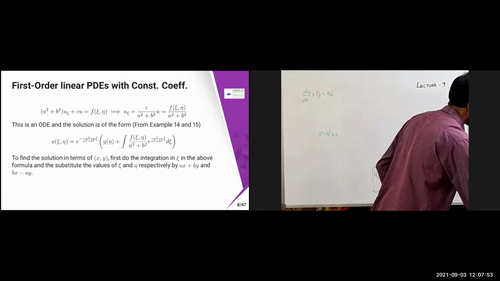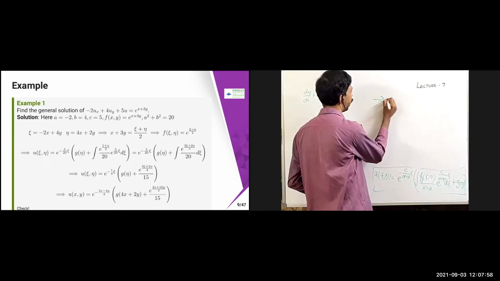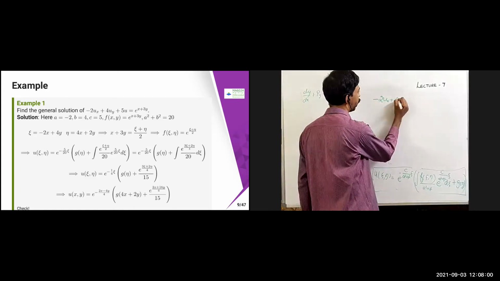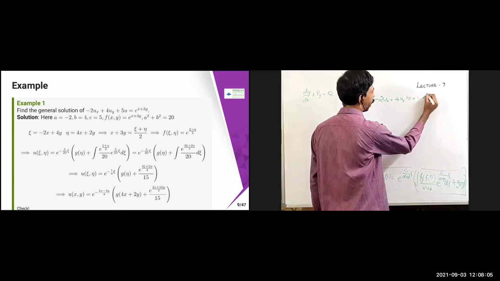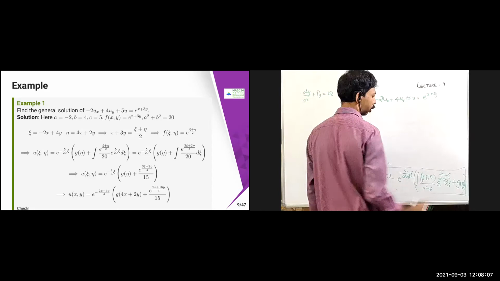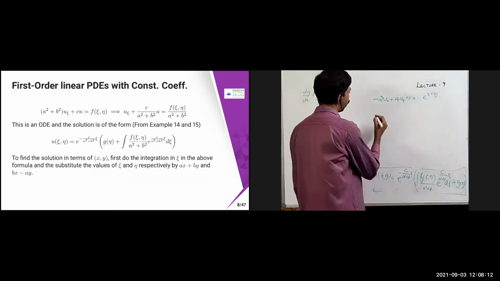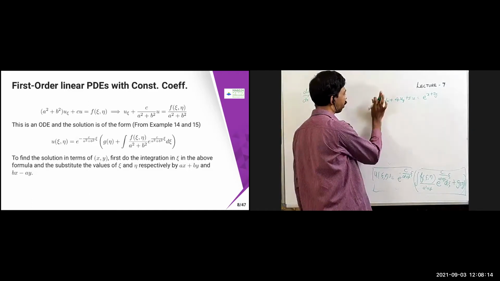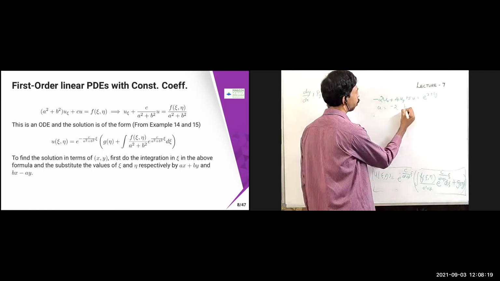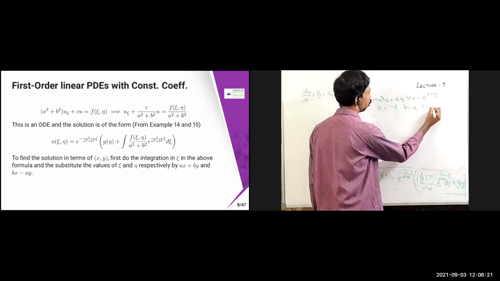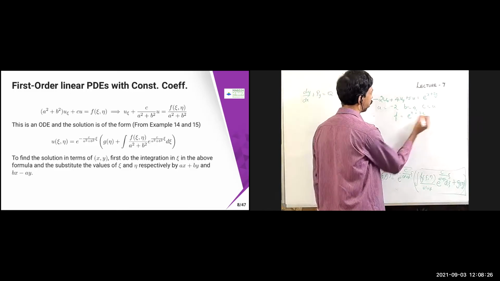So the problem is minus 2ux plus 4uy plus 5u equal to e power x plus 3y. Okay, so let us solve this problem. So I have to solve in this way. First, what are A, B, C? We will write: A is minus 2, B is 4, C is 5, and f is e power x plus 3y.